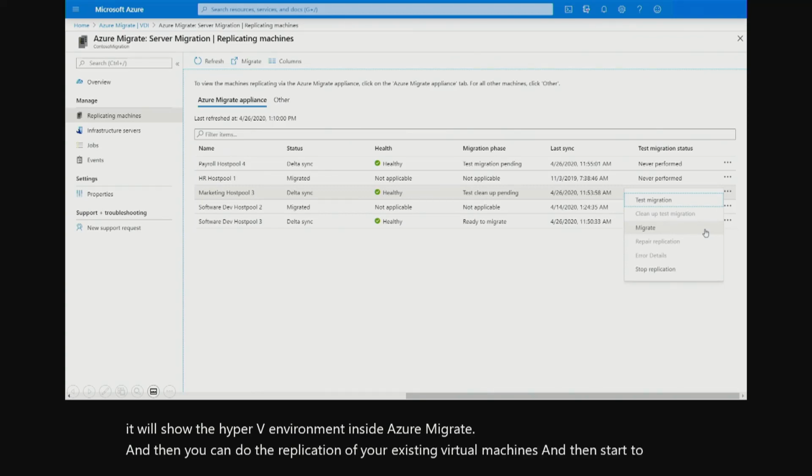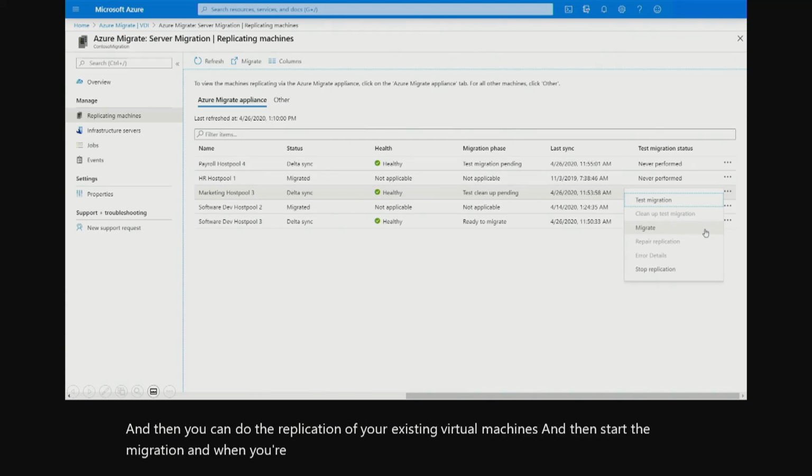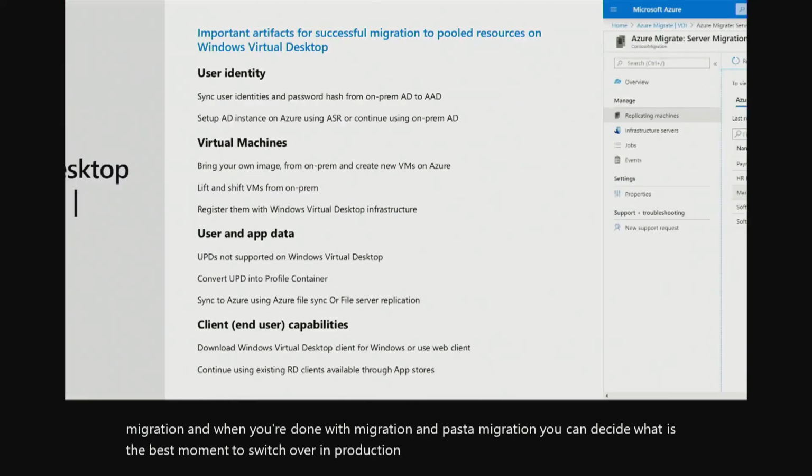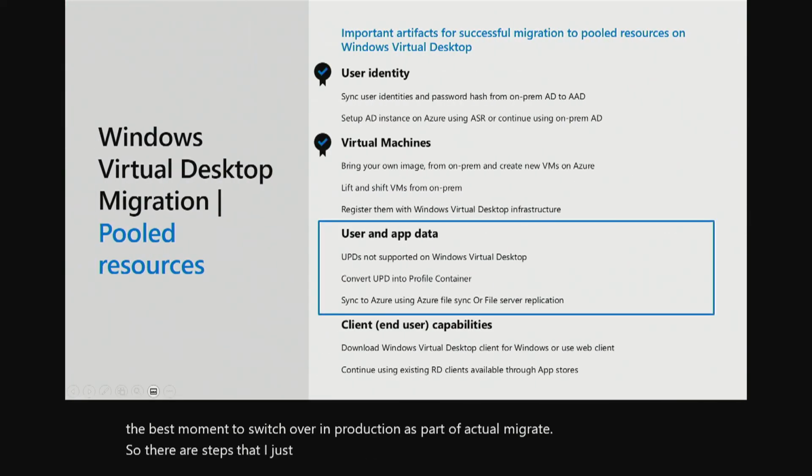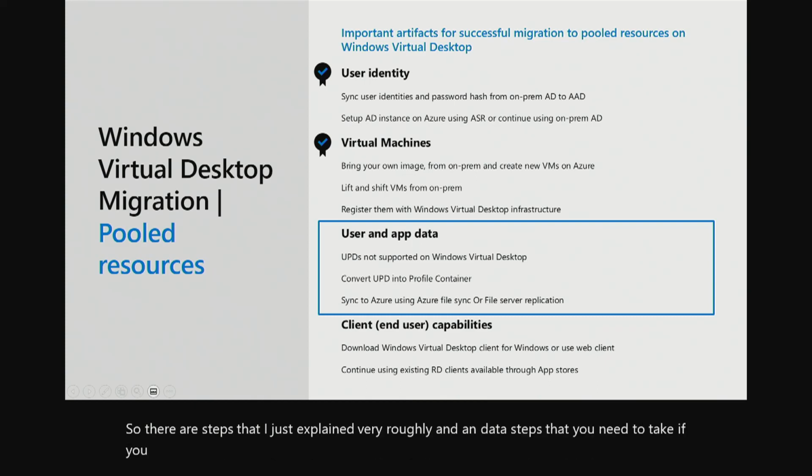and then you can do the replication of your existing virtual machines and then start the migration. And when you're done with the migration and test the migration, you can decide what is the best moment to switch over in production as part of Azure Migrate. So those are the steps that I just explained very roughly, and those are the steps that you need to take if you want to use Azure Migrate for the migration.